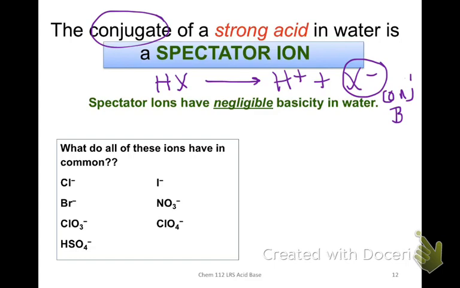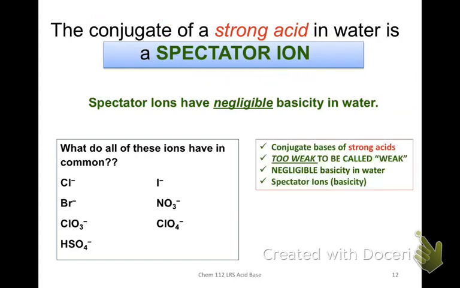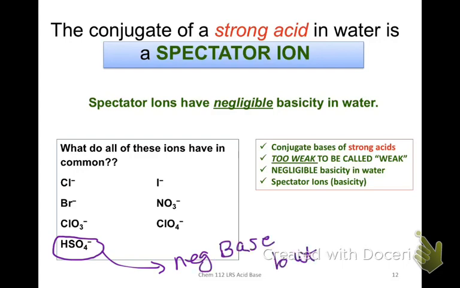So for example, what do all those ions in the box down there below have in common? They are all conjugate bases of strong acids. They're too weak to be called weak. We're not going to call them weak. They're negligible. They're spectator ions. They are not good bases. In fact, HSO4- is such a poor base, it's actually acidic. It's a negligible base, but it's a respectable acid. It can lose that last proton and form SO4 2-.